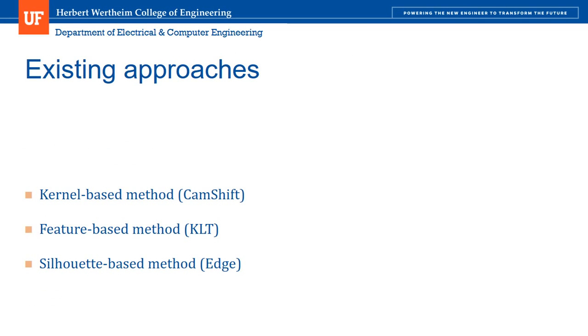As it has been researched for years, many algorithms have been developed to achieve object tracking. These algorithms can be separated into three kinds. The first is a kernel-based method like the CamShift algorithm, which is used in this paper. And the second is a feature-based method like the KLT algorithm. The third is an edge-based algorithm. These algorithms usually track objects based on its edges.